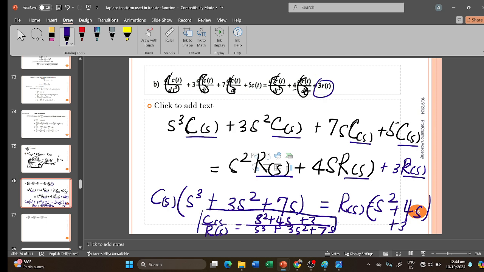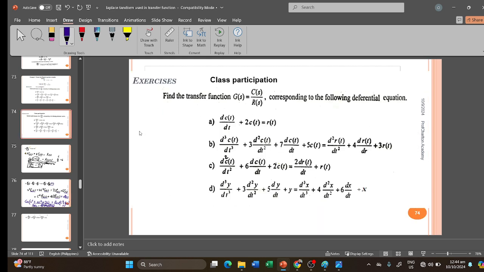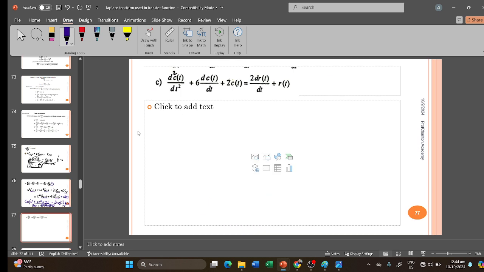So now this is the so-called transfer function, using Laplace from these differential equations. So we go now to number, or letter C.